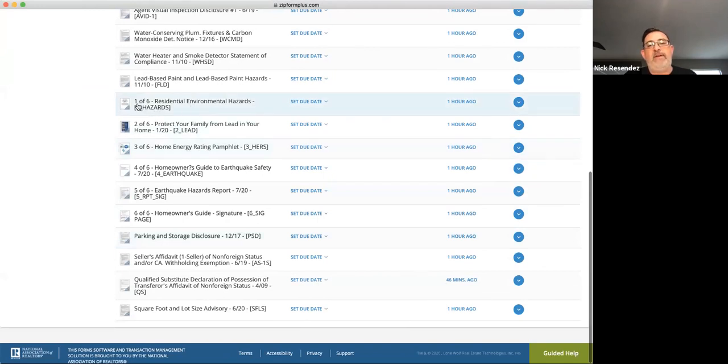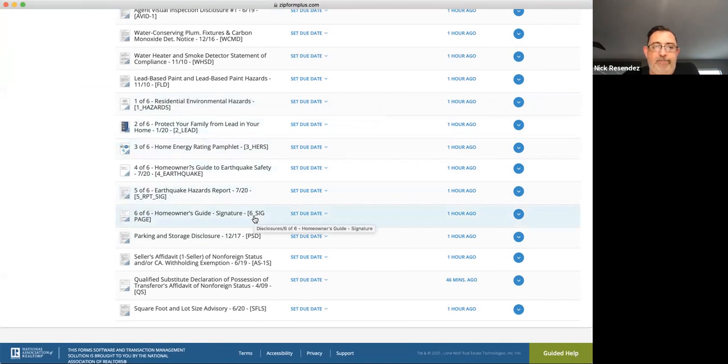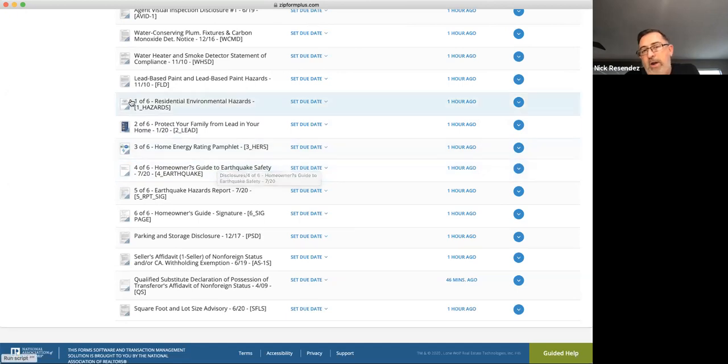The next one we have, if you look here, it says 1 of 6, 2 of 6, 3 of 6, all the way down to 6 of 6. These are all relating to earthquake hazards, reports, etc. And then it comes with a booklet that includes things about lead, home energy rating, and other environmental hazards. So our obligation here is to give our clients a booklet that covers environmental hazards, lead, energy, earthquake, etc. Pages 1 through 4 are the actual booklets.